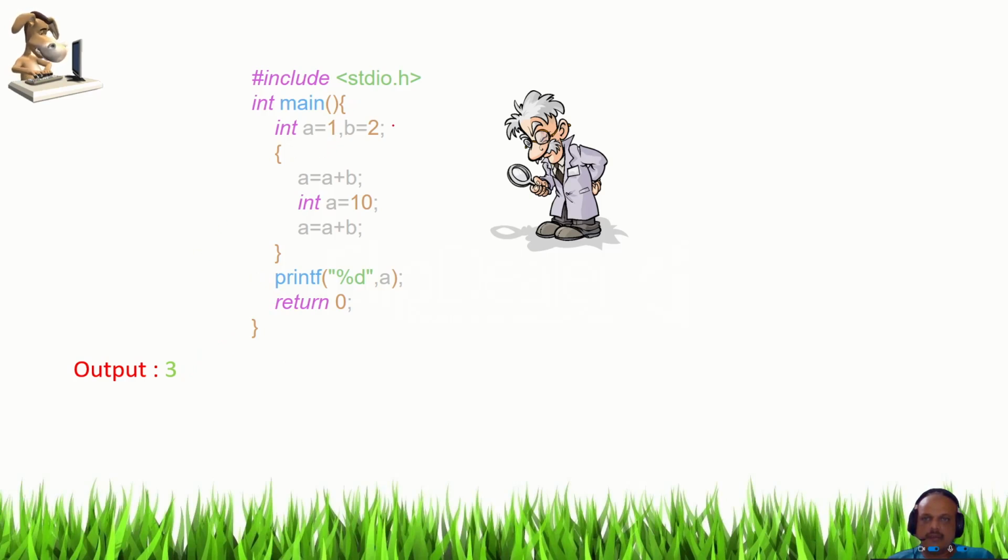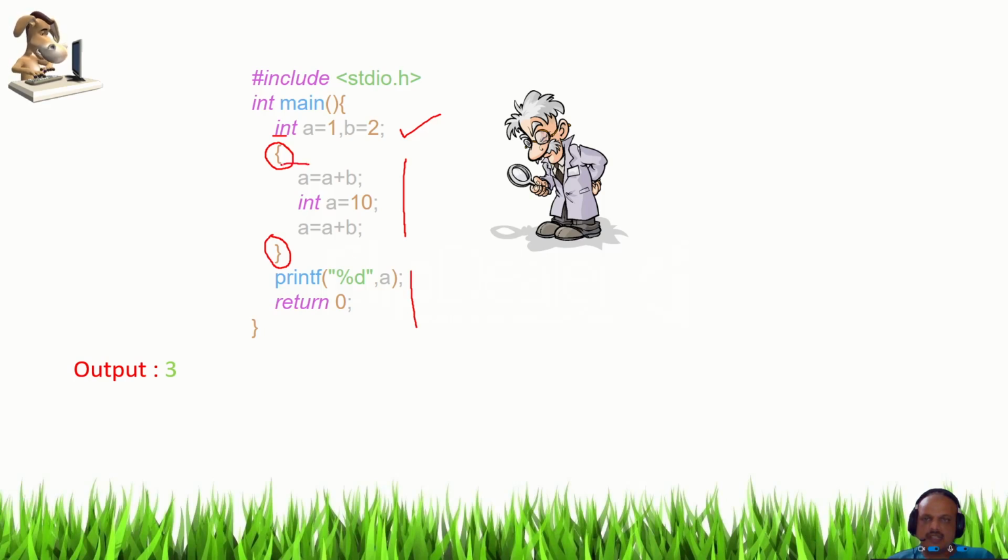Again, if you look at the main function, there are two variables declared of type integer, the variables a and b. a is being initialized to 1 and b is being initialized to 2. Again, in the main block we have something which is called these two curly braces. So this is one part of the code and this is another part.